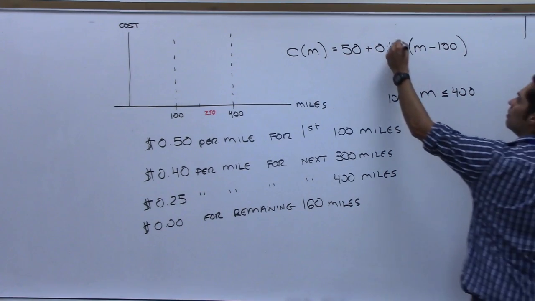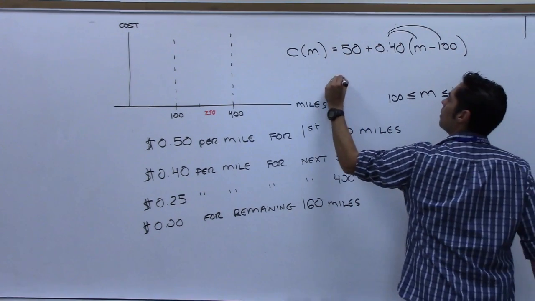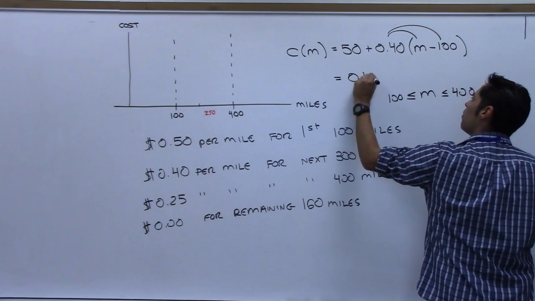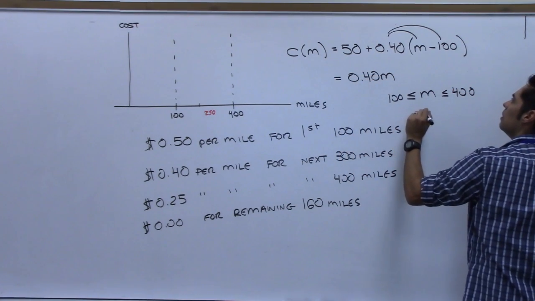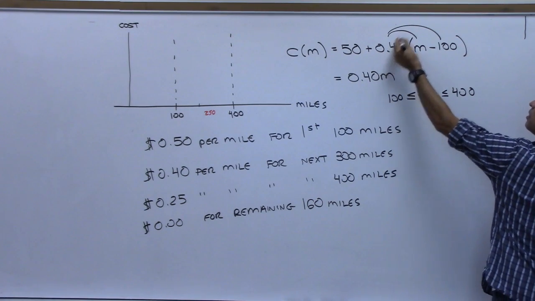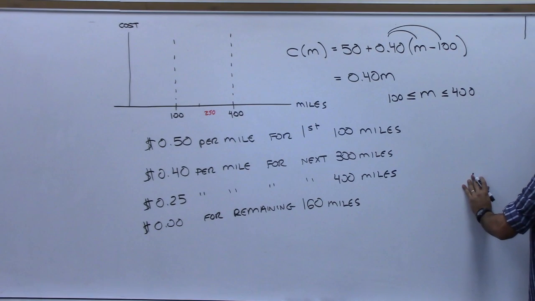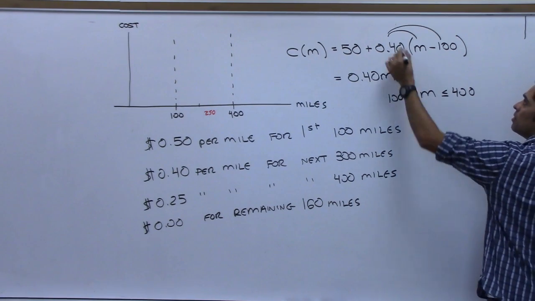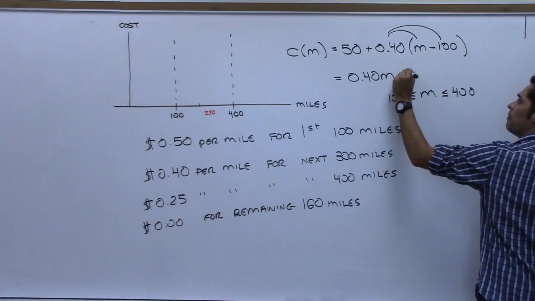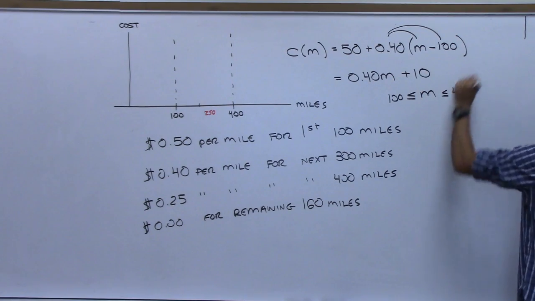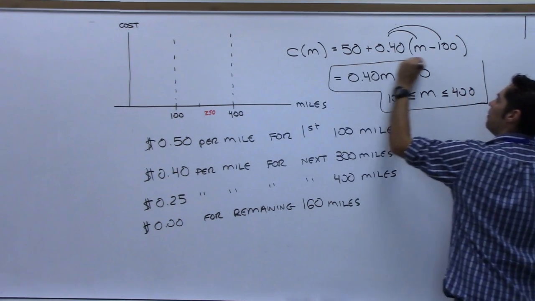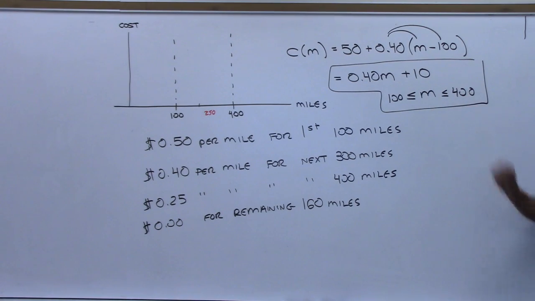Now distribute. Here to here, here to here. And I'm going to put the 0.40 M out front. And what's this times 100? Minus, or negative 100? Minus 40, which is going to then add to 50 and become 10. This is it right here. If you go between 100 and 400 miles, then all you have to do is plug M into this, and that'll give you your cost for the trip.